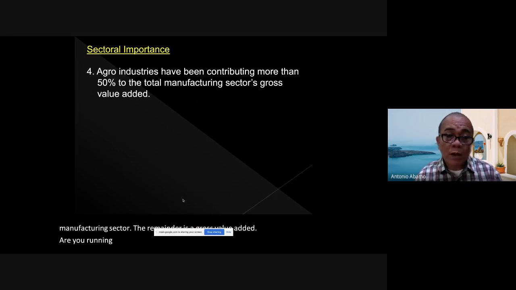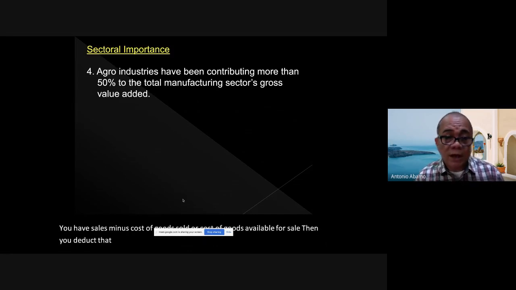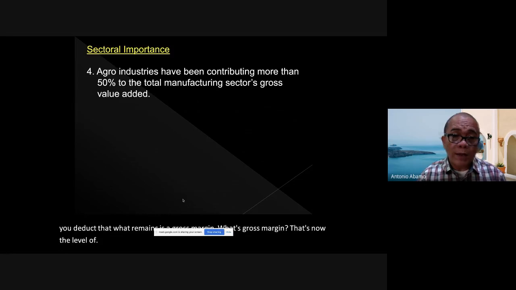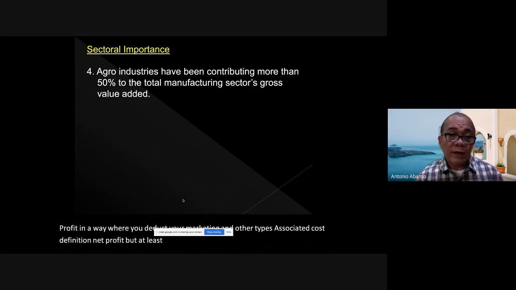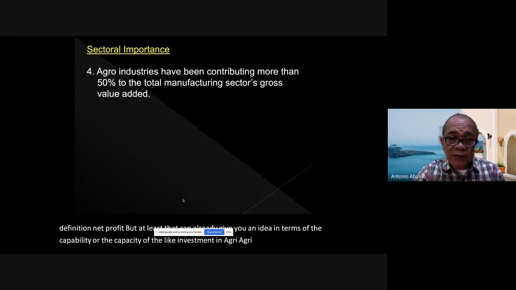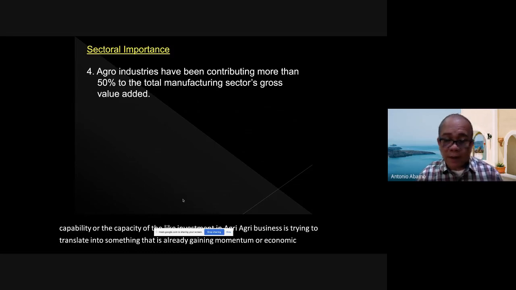It's the same as when you compute the gross margin in your business or manufacturing operation, or maybe enterprise. You compute the gross margin: you have sales minus cost of goods sold or cost of goods available for sale. Then you deduct that, and what remains is the gross margin. What's gross margin? That's the level of profit where you deduct your marketing and other associated costs. It's not yet net profit. But at least that can already give you an idea of the capacity of the investment in agribusiness to translate into something that is already gaining economic momentum or economic benefits.